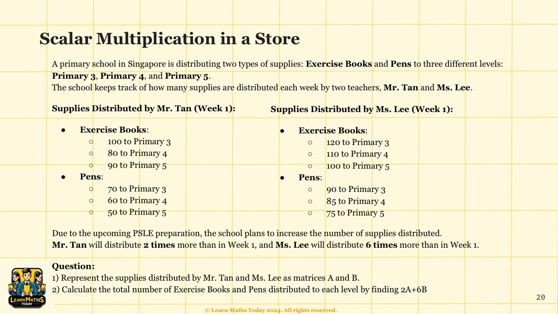Now let's spend some time to answer this scalar multiplication question. It is set in a primary school store where exercise books and pens are sold to a few different levels: primary 3, primary 4, primary 5. Please take a minute to look into this. Feel free to pause the video and then resume when you have finished the question.